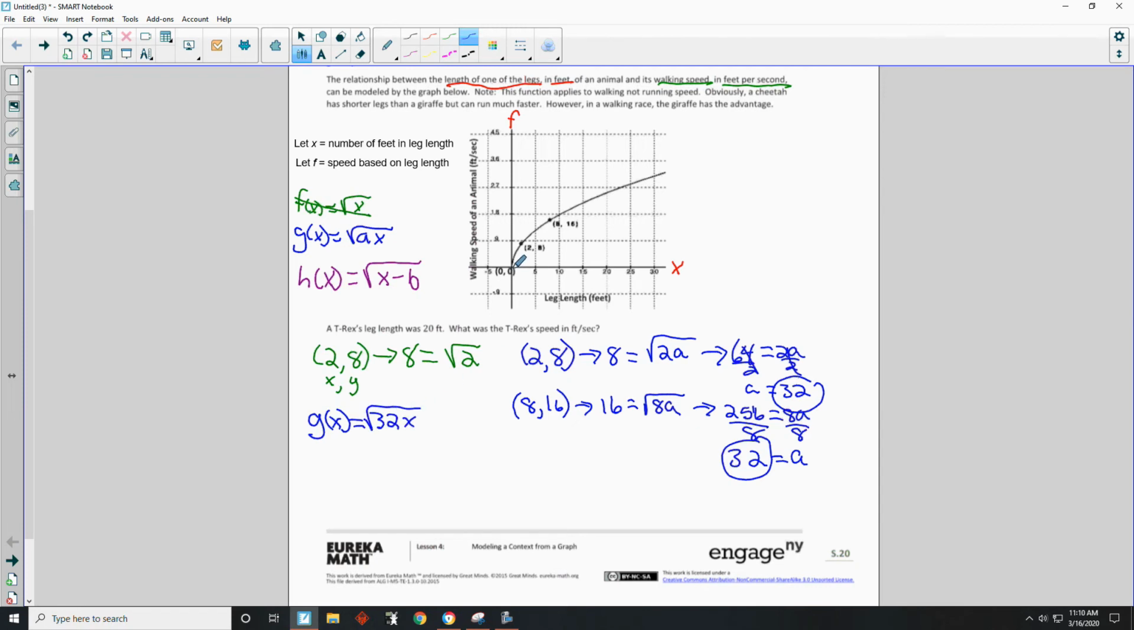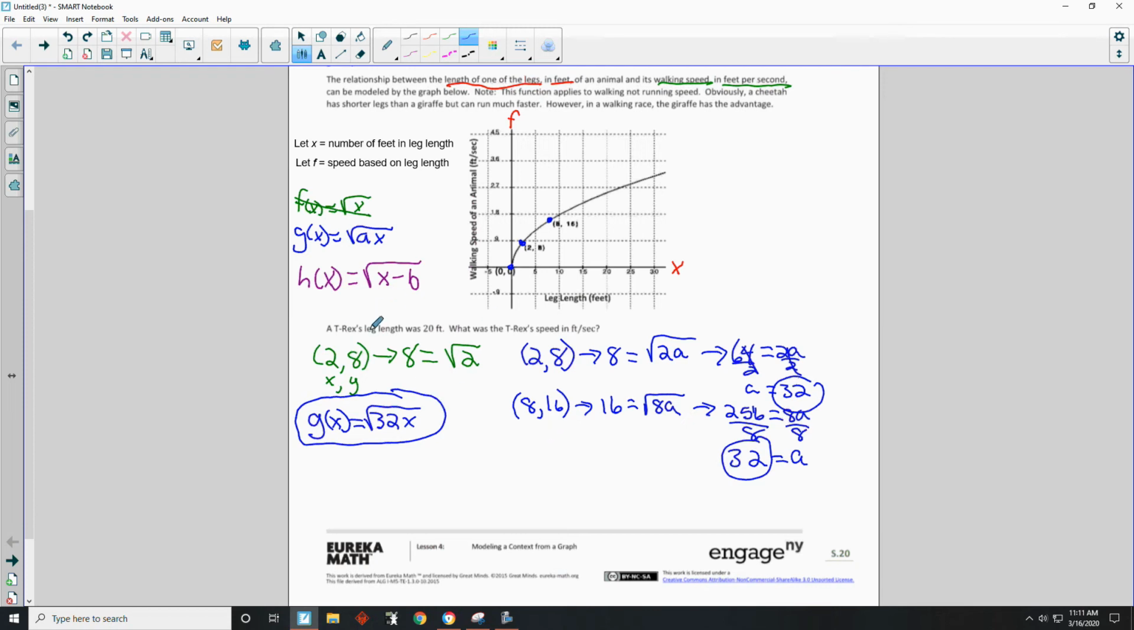So if I plug in 0, 0 times 32 is 0. The square root of 0 is 0. That would be this point right here. Plug in 2, 32 times 2 is 64. The square root of 64 is 8. That's this point here. Plug in 8. 8 times 32 is 256. The square root of 256 is, I'm sorry, 16. That's my y. So these values are all checking. So g of x equals the square root of 32x.